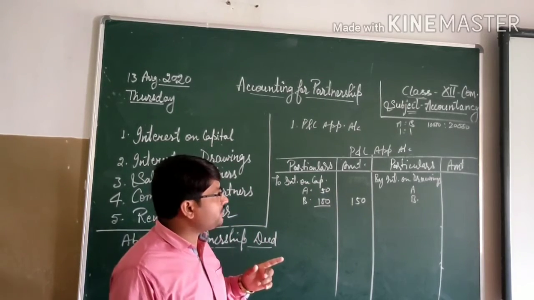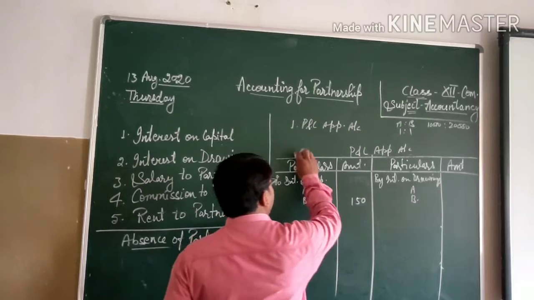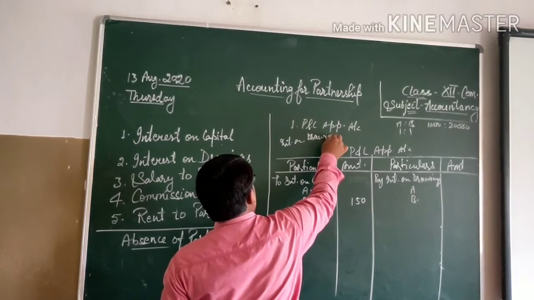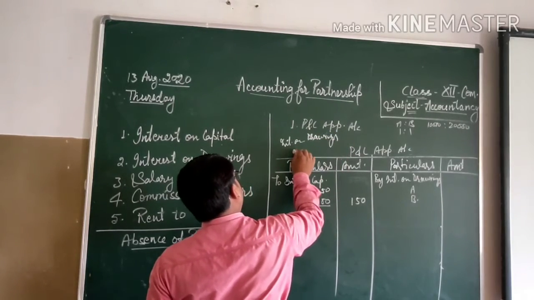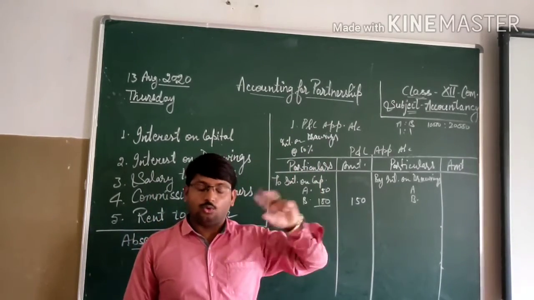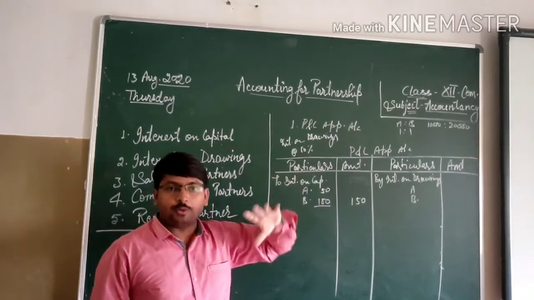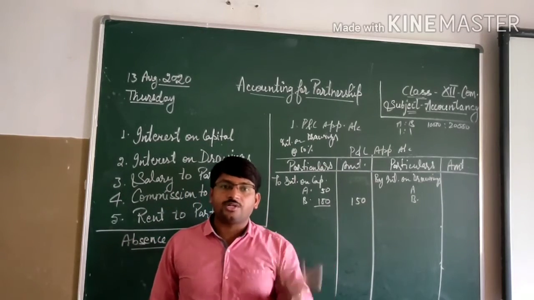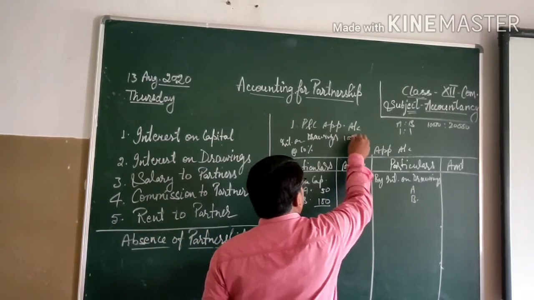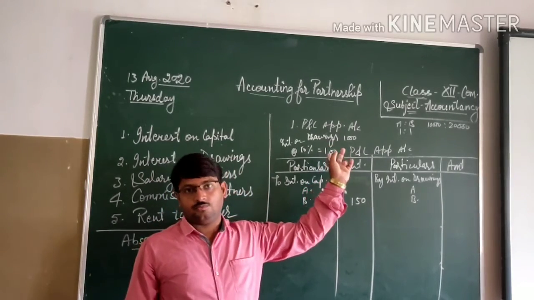So the very first thing is, suppose you have been given that interest on drawings is at the rate of 10%. Only 10% is written. Got it? Be careful about it. Only 10% is written, meaning per annum is not mentioned. Then we have to calculate the interest for the whole year. Suppose the amount is rupees 1000, then 10% of 1000 is rupees 100. So for the whole year it will be that.